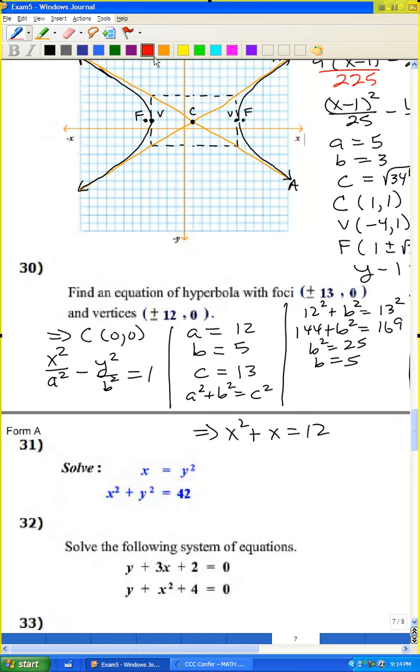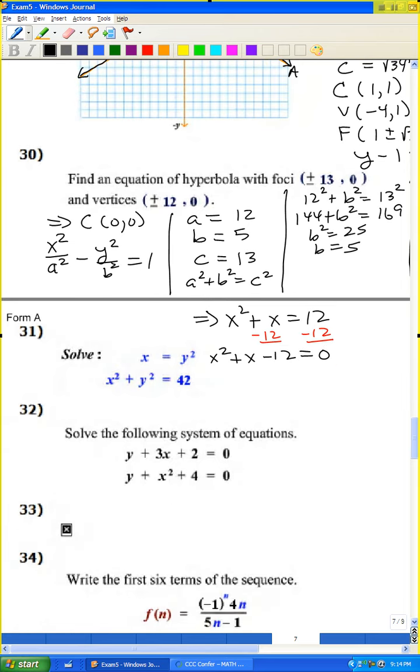Subtract 12 from both sides of your equation. So x squared plus x minus 12 is 0. I can factor: x plus 4, x minus 3 is 0. So set each factor to 0 and solve for x. And so let me subtract 4, add 3.